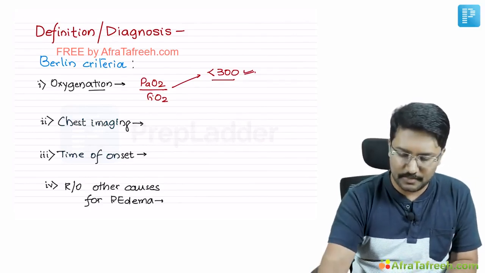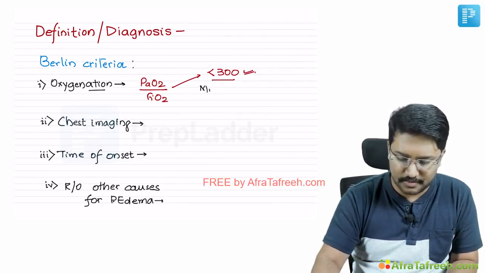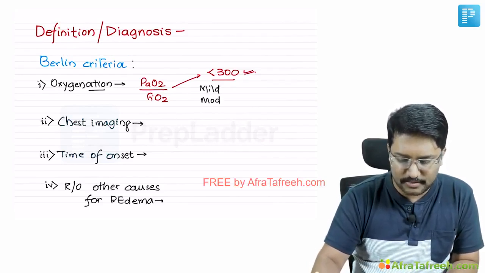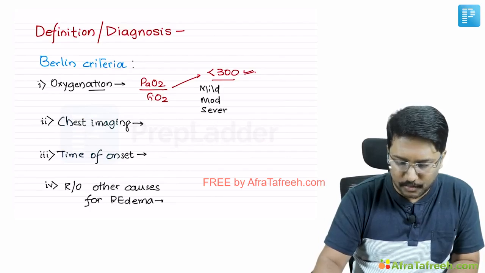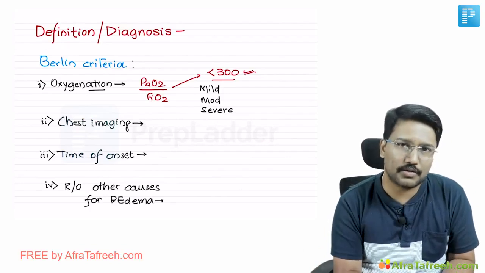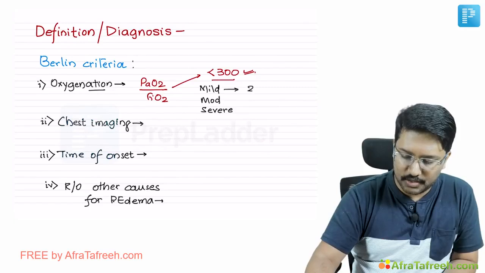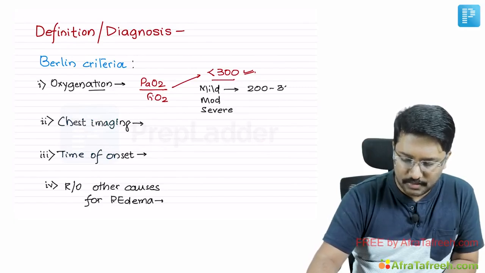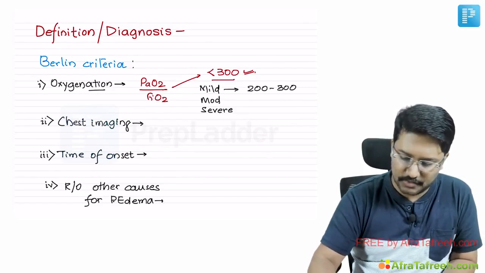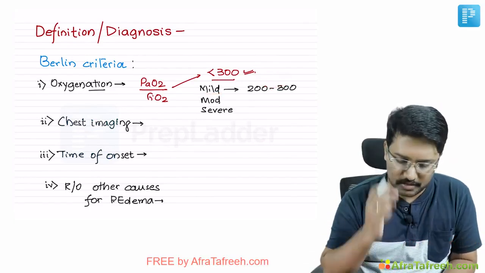And here we classify based on the PaO2 by FiO2 ratio into mild, moderate and severe. So the Berlin criteria, apart from defining as well as aiding in the diagnosis, also helps in classifying the severity of ARDS. So mild is where your PaO2 by FiO2 ratio is in the range of 200 to 300. Mild is exactly the one which was previously called acute lung injury, right? Now what is moderate?